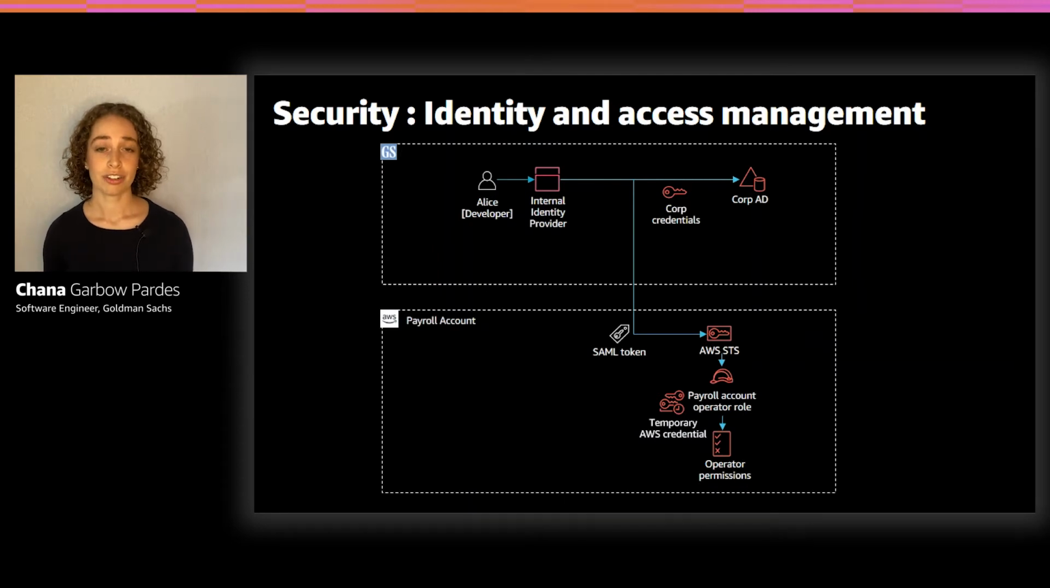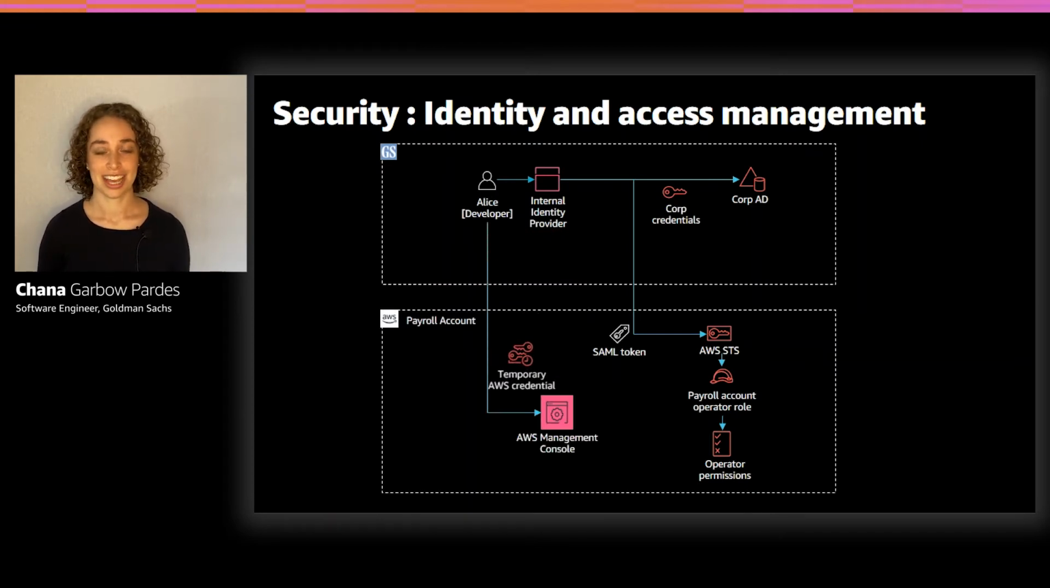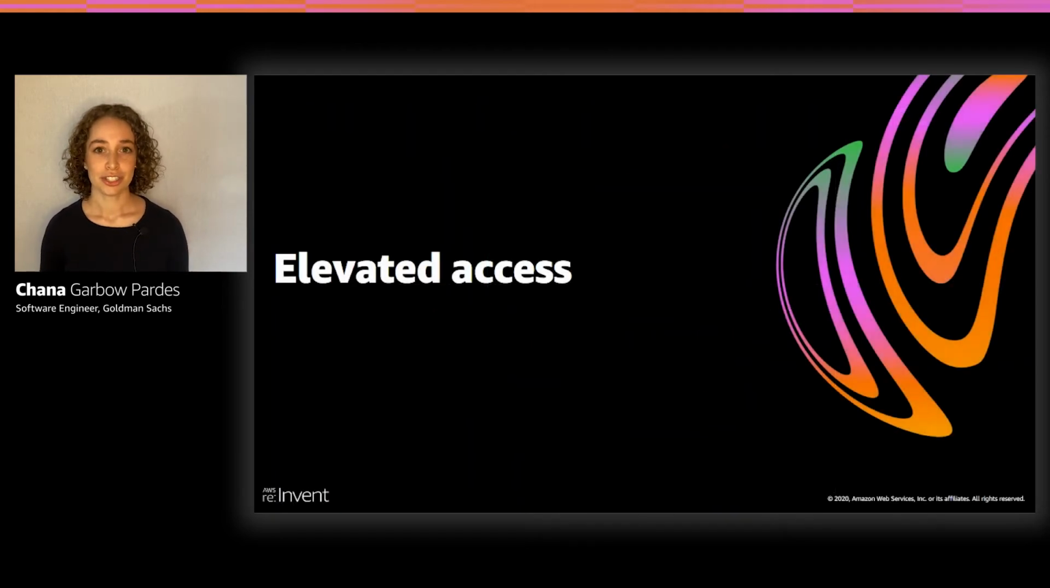So these temporary credentials are going to be returned back to the identity provider, back to Alice, and Alice is going to be able to use these credentials to access her AWS account. And so this is the process that we use to enable developers to build autonomously within the firm. But let's say we need to access credentials with elevated access.